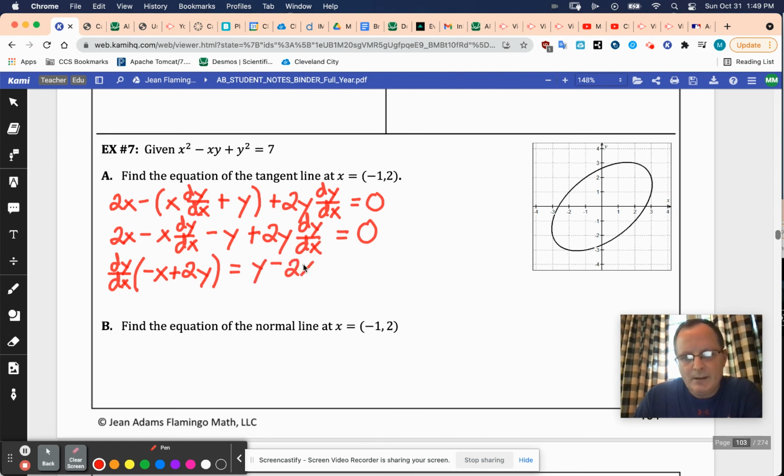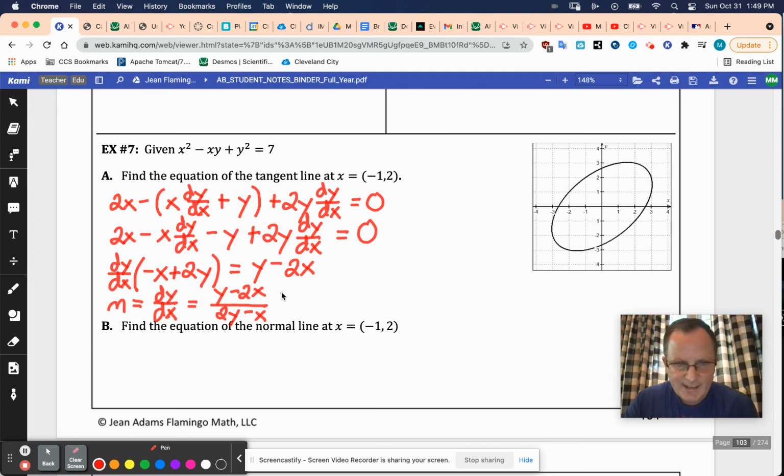All right. So now my slope at all values of x and y on this particular graph, it's not a function, will equal this crazy looking fraction. And that's my slope of my tangent lines. It'll be y minus 2x divided by, if you want, 2y minus x. However you want to put that.